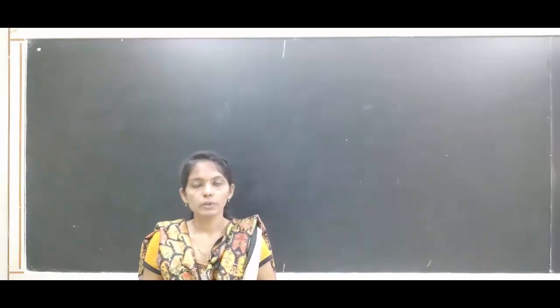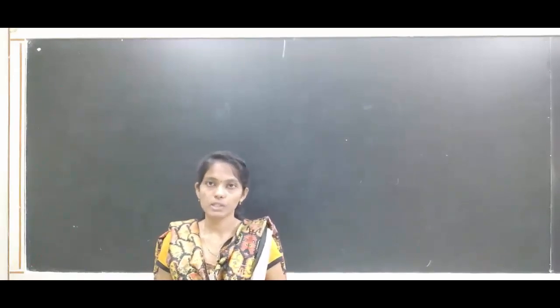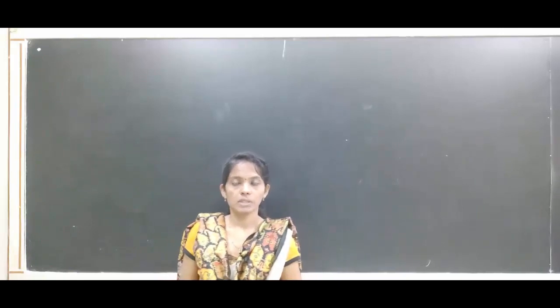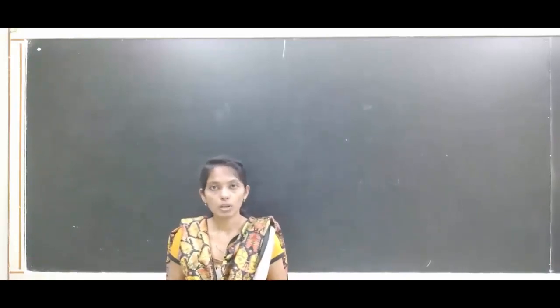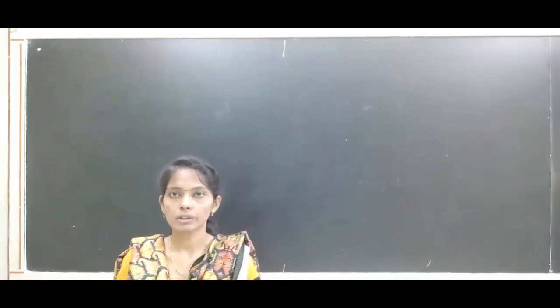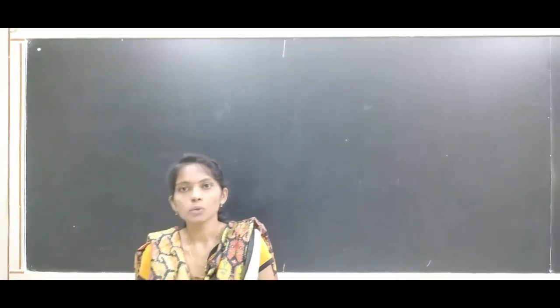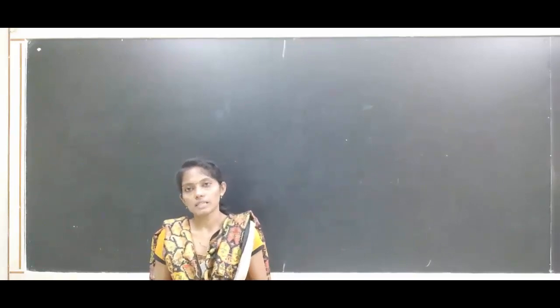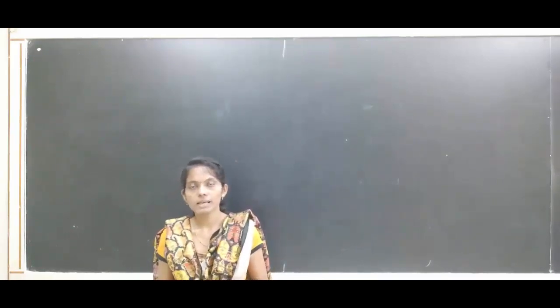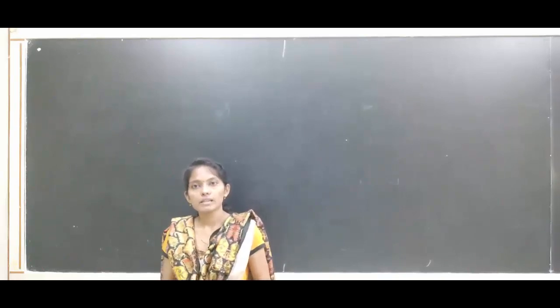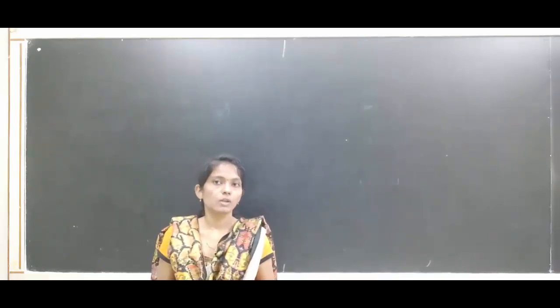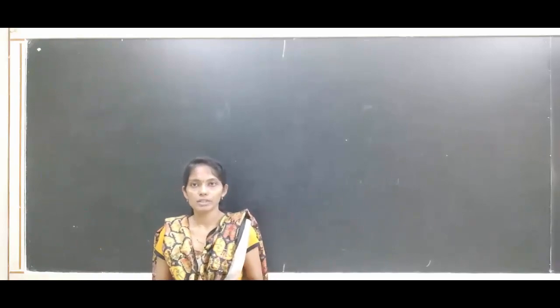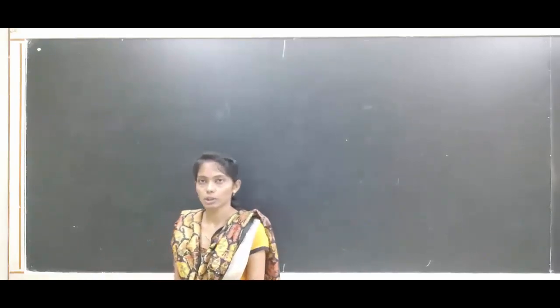So in the last video we saw propositions, logical connectives, truth tables, converse, inverse and contrapositive. Now today we are going to study propositional equivalences and logical equivalences. In propositional equivalences, we see tautology, contradiction and contingency. First we start with the tautology.